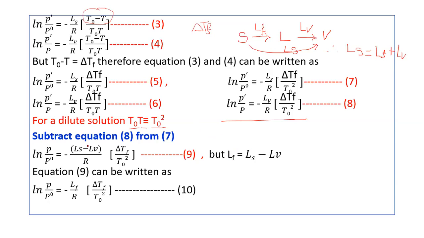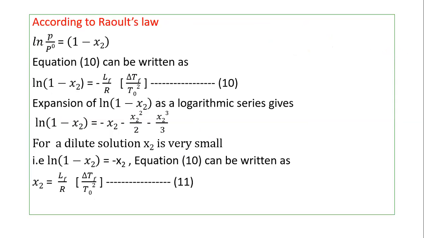So we can substitute here, instead of writing LS minus LV, we can write LF. So let us see the next step. ln P upon P0 is equal to minus LF upon R delta TF upon T0 square. This is equation 10. Now this equation 10 can be simplified. We know that P upon P0 is equal to 1 minus x2. This is according to Raoult's law. So equation 10 can be written by substituting P upon P0 by 1 minus x2. So ln (1 minus x2) is equal to, the right hand side will be the same.